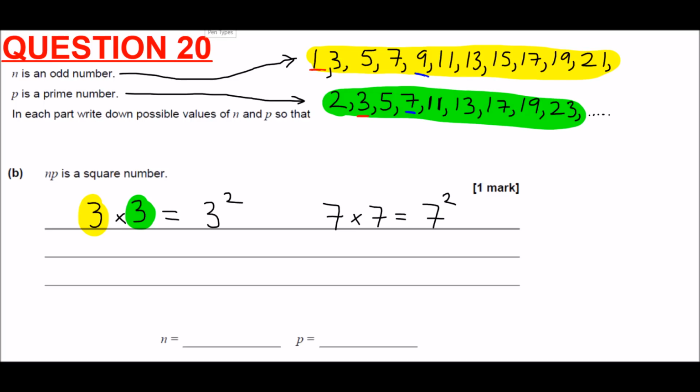Again, the point I'm making is there's lots of different combinations, and all you need is just to write down one combination which is valid. So you could go for 3 and 3, 7 and 7, doesn't particularly matter. But for the sake of argument, let's pick the first one I mentioned. So n could be 3, and p could be 3 as well. And that will do for question 20.